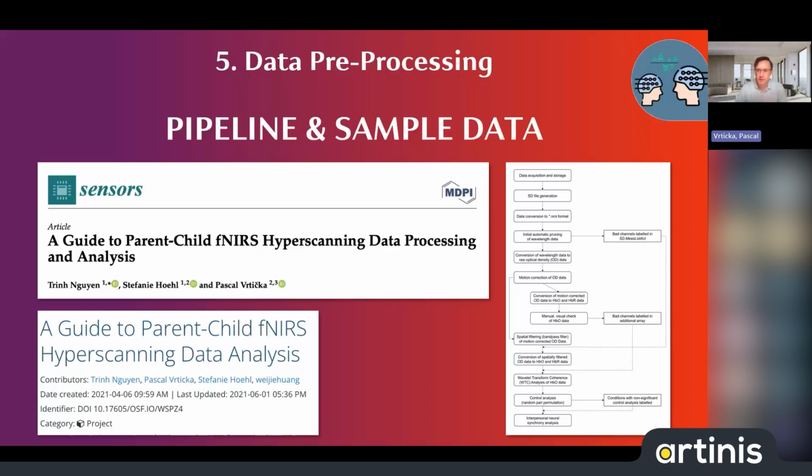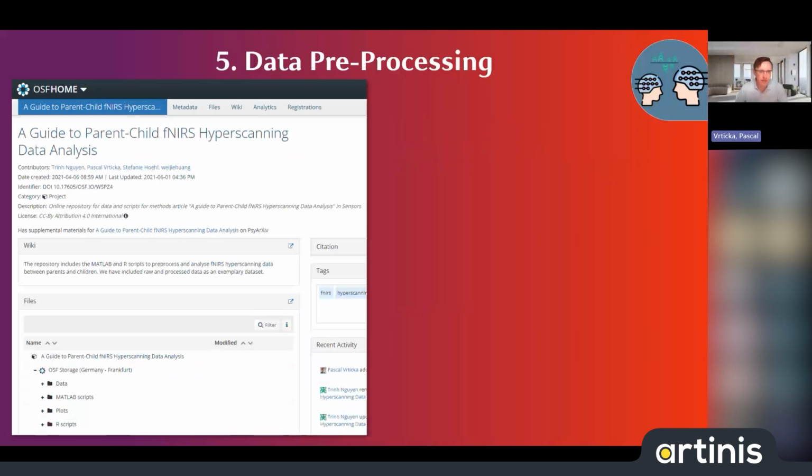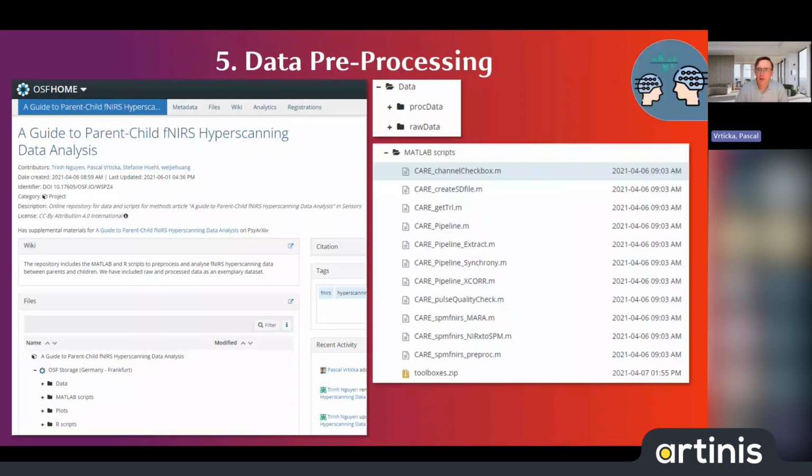And what is also quite neat is that this guide to parent-child fNIRS hyperscanning data analysis also comes with some sample data from 20 parent-child dyads. And this sample data is uploaded on OSF. And the sample data is not just there in its raw form, so without any pre-processing done, but it's actually also there after pre-processing. So you can compare what we get when we pre-process the data and what you get when you hopefully use the same pipeline. And what also is there are all the MATLAB scripts that you need to actually do those pre-processing steps.